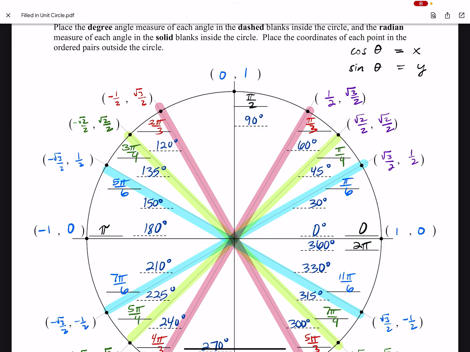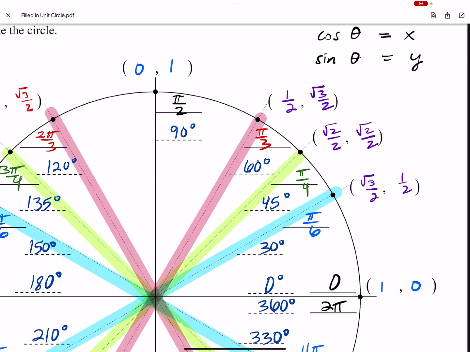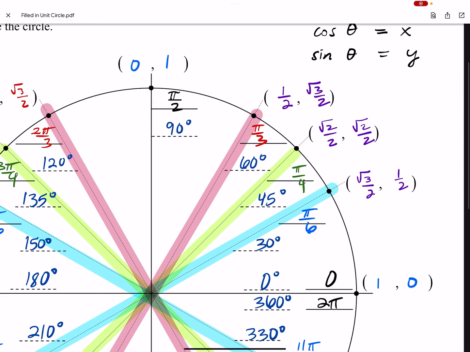But what I want you guys to notice is that there are some patterns to this. So I want you guys to all look up here. The first coordinate is what? Sine or cosine? Cosine. So if I start right here, I want you guys to look at the pattern. It goes 1, 3, 2, 1, 0. So what I want you guys to think about is why is this a 1?